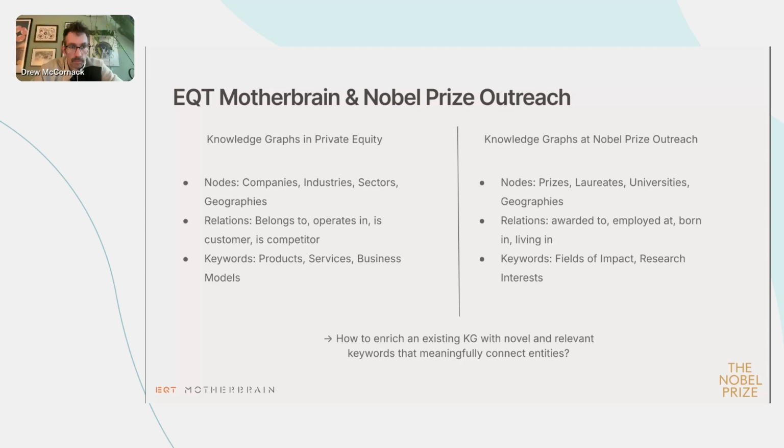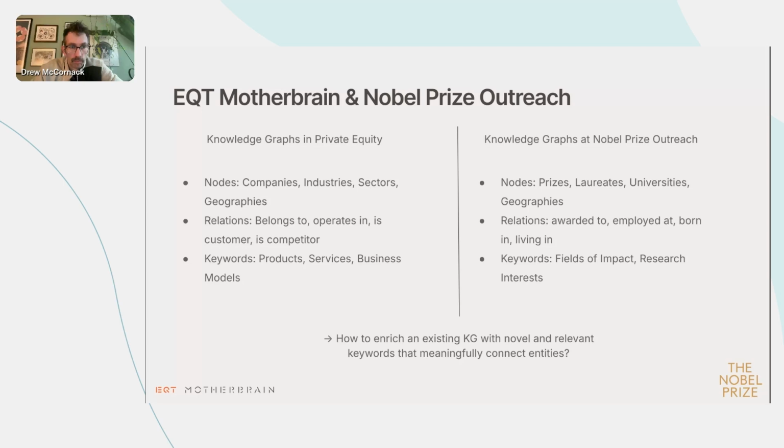On the Nobel Prize side, they have a very similar graph. It's heterogeneous. It has multiple nodes, multiple edges, nodes and edge types. Their nodes are the prizes themselves, chemistry, physics, mathematics, economics, not to mention the years that these prizes are rewarded, the laureates themselves, where they worked, where they lived. The relationships are who was awarded what, who worked where, who was born where, living in, and then the keywords also is what we want to focus on today, is the fields of impact. Like what field was Albert Einstein working in when he made his discoveries?